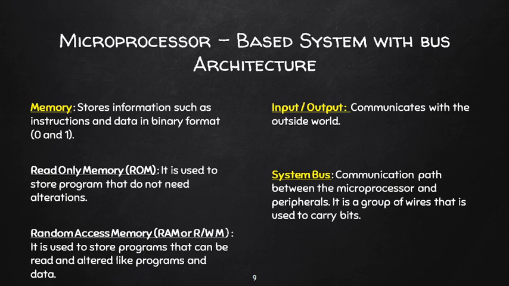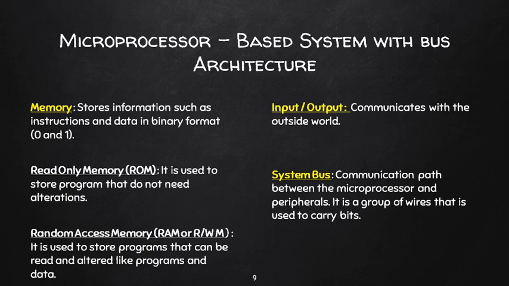The ROM is used to store programs that do not need any alterations. Programs that are stored in ROM can only be read, they cannot be altered. Whereas read-write memory is also known as user memory. It is used to store user programs and data. The information stored in RAM can be easily read as well as altered.